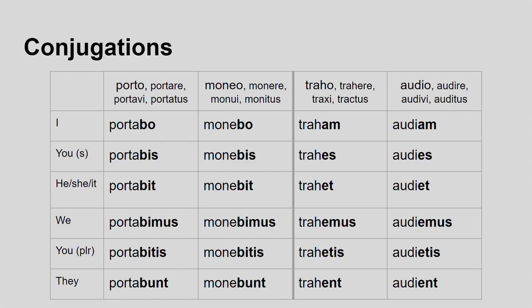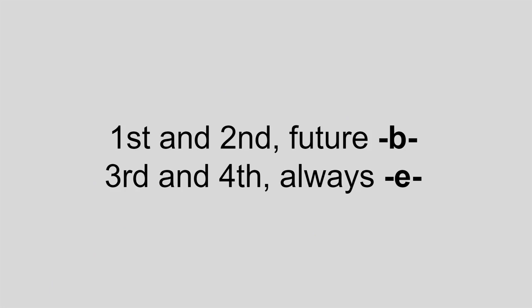Now these are the endings that most people that I teach struggle with. They often mistake them for present tense verbs or make errors in their translation. And this is why it's really important to remember this mnemonic that I have found really useful. First and second, future be. Third and fourth, always e.